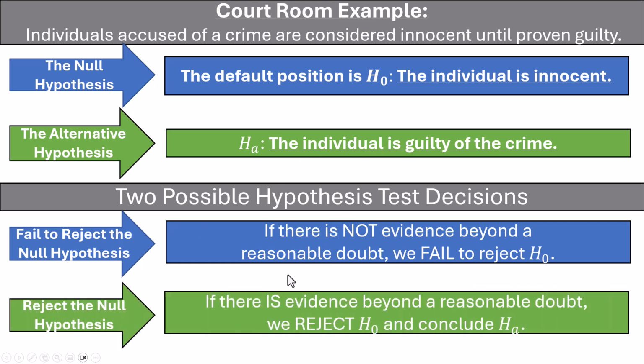If we have evidence, usually what we say is beyond a reasonable doubt, we're going to reject the null hypothesis and instead conclude the alternative hypothesis. We're going to say, we have the DNA evidence, he has no alibi, and his friend actually reported him. We have all this evidence against him, so we are going to reject his innocence and say that he actually is guilty of the crime. So that's just another way to think about some of these terms and how they might map onto something that might be more familiar to you.